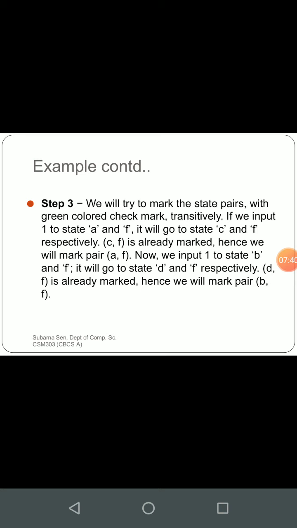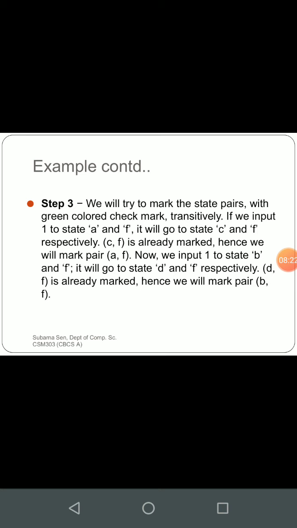If we input 1 to states A and F, they go to states C and F respectively. Remember, if we put input A to Qi and to Qj, we are putting the same input symbol to two different states, and we see which states they transit to. Here we are checking with input 1. Putting input 1 to states A and F, they go to C and F. Now we have to check whether C and F are already marked. If they are already marked, then we can mark the pair AF.